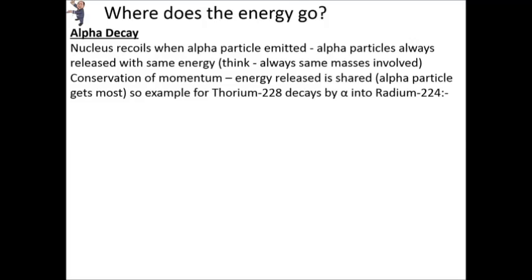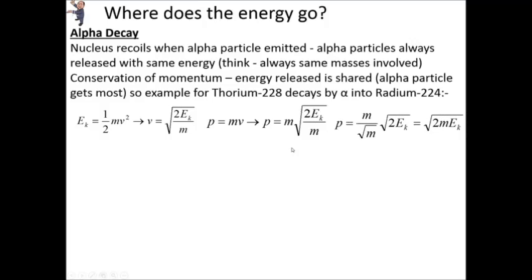So we can do a quick calculation for that with thorium 228 decaying by alpha into radium. Let's have a look. We've got the kinetic energy is half mv squared. Let's rearrange that. v equals root 2 EK over m. So here we've got momentum is mass times velocity. Rearrange that. Momentum is mass times velocity, our expression for velocity here, m root 2 EK over m.